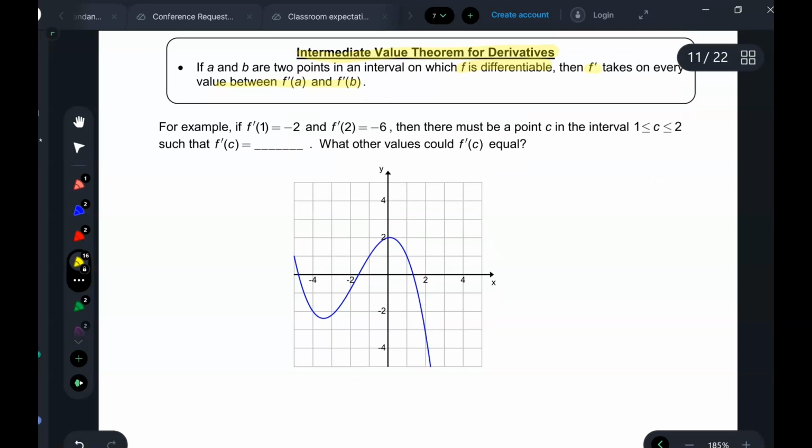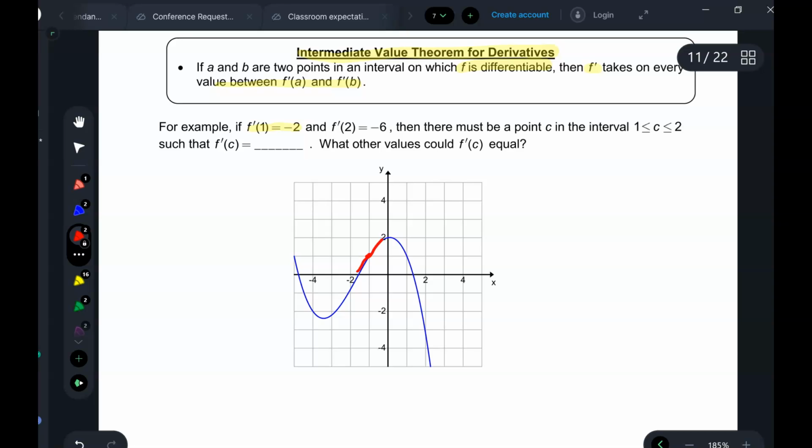Okay, so let's look at a practical application. So let's say here we have f prime of 1 is -2. We're talking about slope now, not values. So kind of picture here's -1. Oh, that's not a good tangent. Hold on.